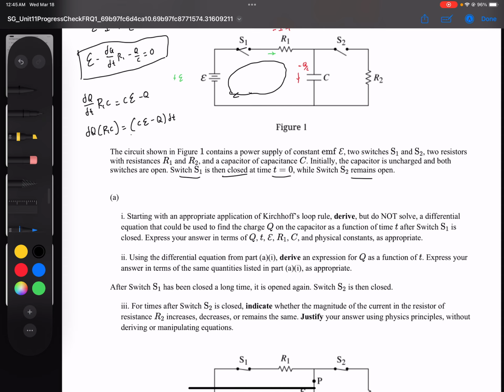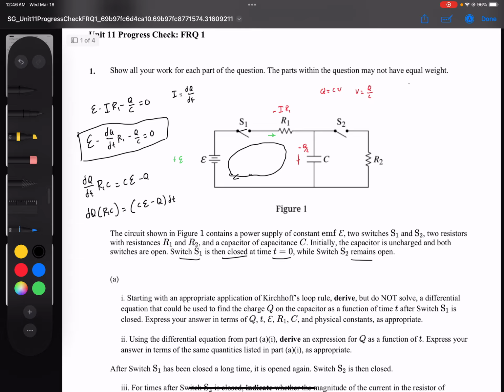Now keep in mind I have a dq over here, so I need to integrate an expression that has Q in it. Here I have C epsilon, I'm just going to call it E for the sake of simplicity. So CE minus Q on the right-hand side, I need to move that over here. And this R1C, I'm going to move over to the dt side. So I'm going to do it up here in the top right-hand corner. I have dq over CE minus Q is equal to dt over R1C. And then we get to integrate.